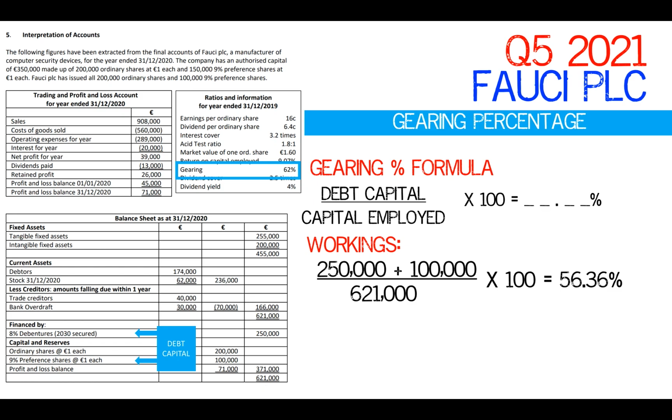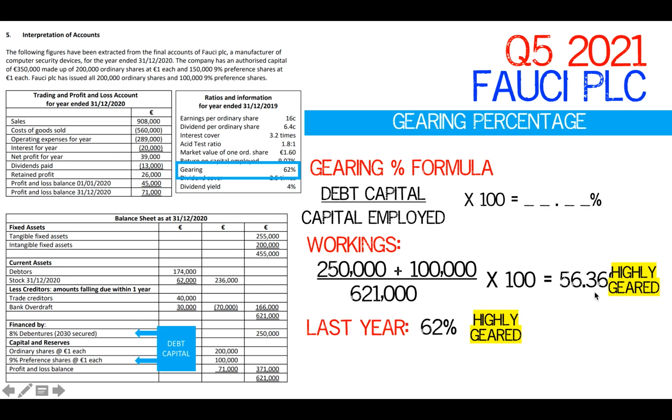Anything above 50% is highly geared. We don't really want it to be highly geared, because highly geared means a lot of your money is going to be tied up in interest payments. Now last year it was 62%, which is also highly geared. So this year it's better. You want it to be 50% and below. This year it's working its way down towards 50%, so at least it is a positive trend. It's still highly geared, but it's a positive trend.